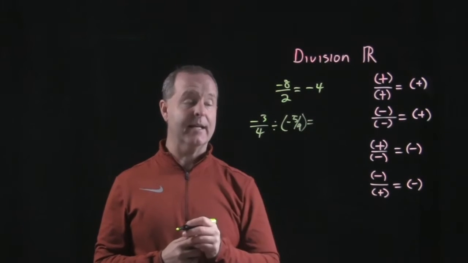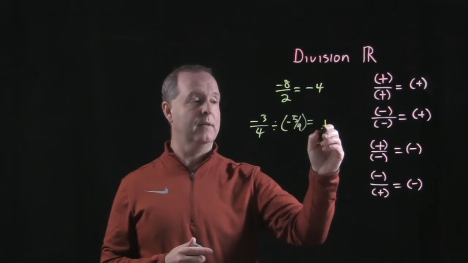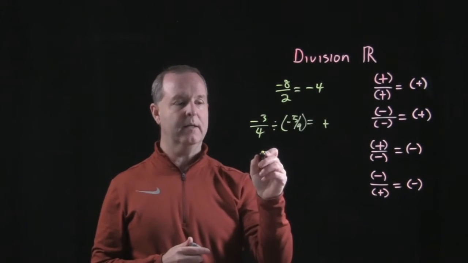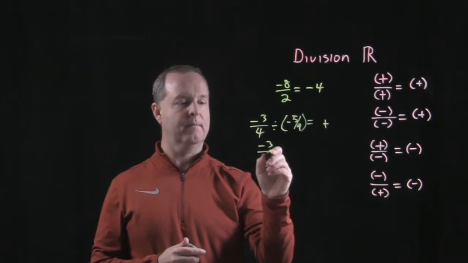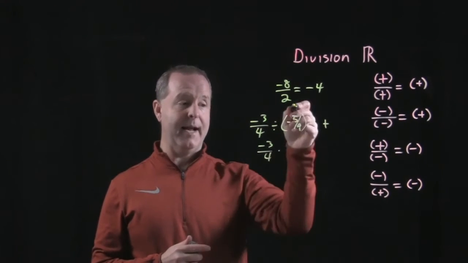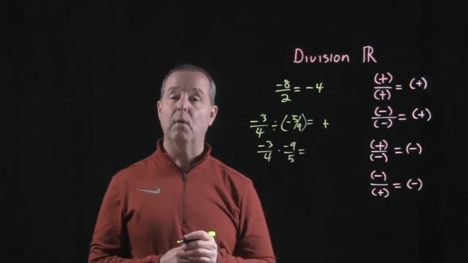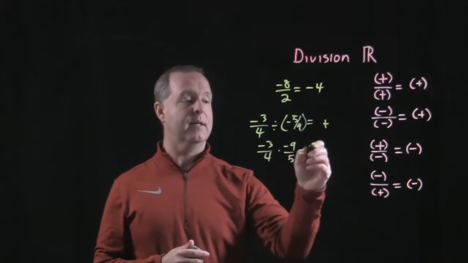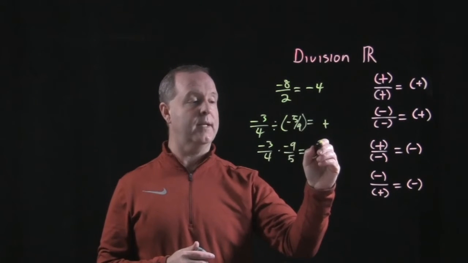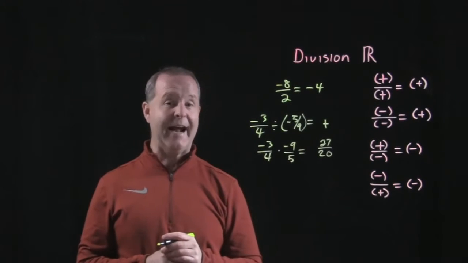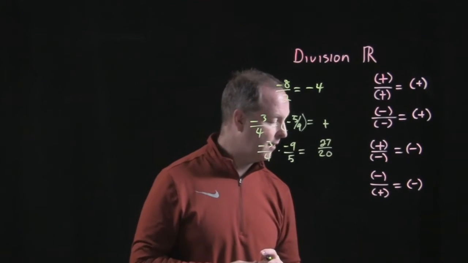negative divided by a negative will produce a positive, so I know it's positive, but I've got to do the little flip here. So that's a negative 3/4 multiplied by its inverse, and I can multiply that out. That becomes a negative times a negative, which is a 27 all over a 20. No common factors, so that does not reduce down.